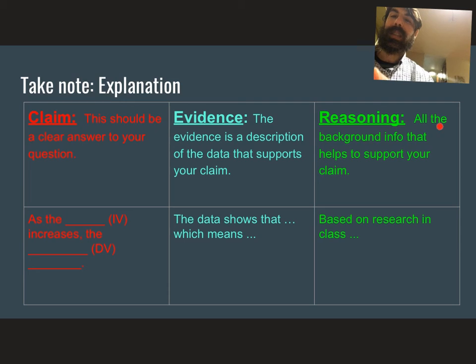And now, reasoning. All that background information that you read about on CK12, that you took notes on, that helps you understand about energy and explain your data. Well, based on my research in class, I know that potential energy depends on mass and height, and I changed the mass and the height, and I saw that when I added more mass, or I started with more height, I got a greater height out of the frog, and so that puts potential energy converting to kinetic energy. Your explanation needs all three parts.